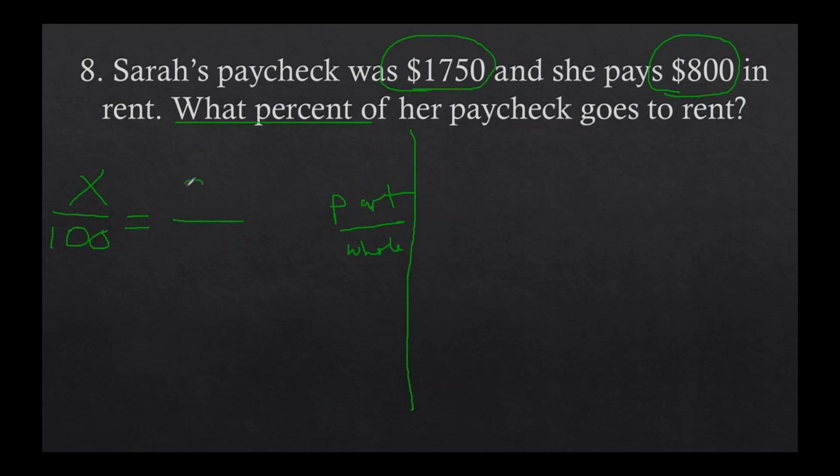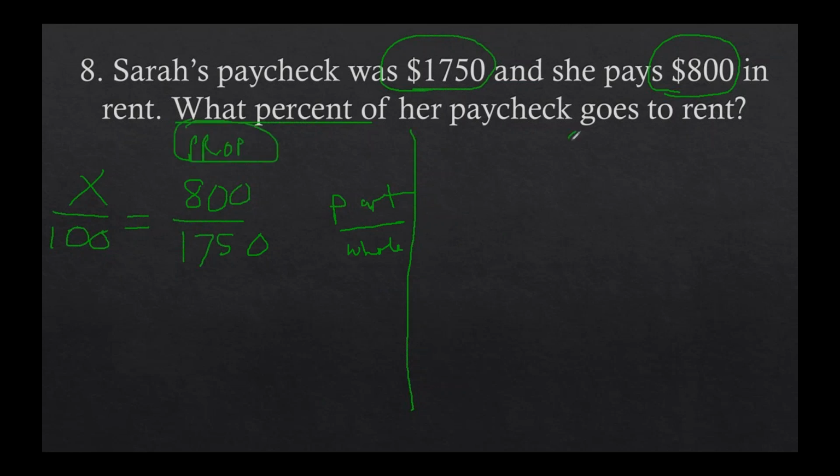800, exactly. Because we're talking about her paycheck. Well, her whole paycheck is $1,750. Part of her paycheck is $800, right? So that's the proportion part.